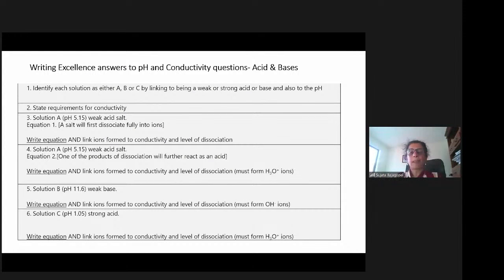Now, the other one is about pH and conductivity questions. So here, this is where you have to remember, every time an acid will dissociate into its ions in a solution. So if it is HCl, it will dissociate into H plus ions and Cl minus ions. If it is H2SO4, it will be H plus ions and SO4 negative ions. So that's what it is.